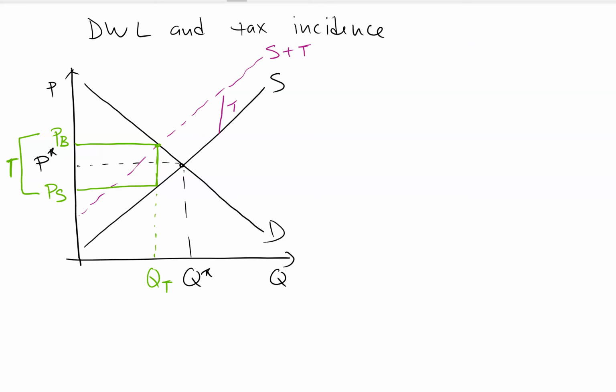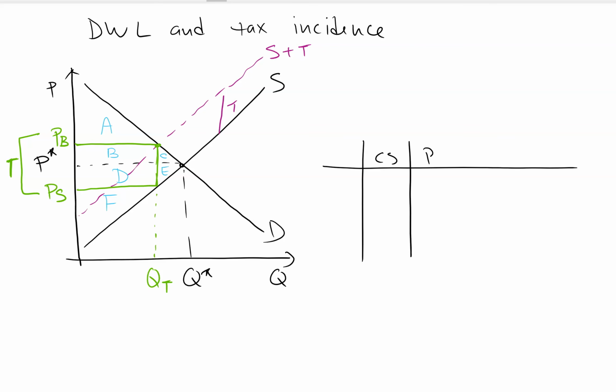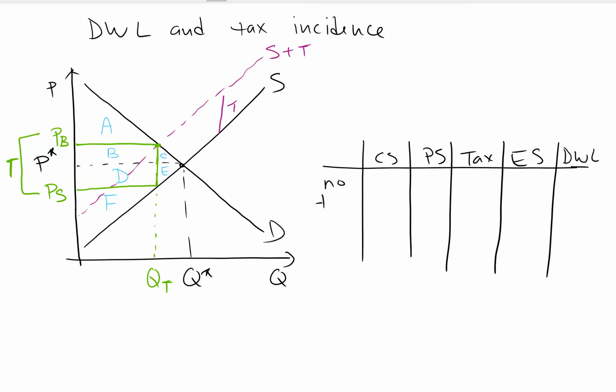Now to get ready for this problem, let's go ahead and label all these little areas. Let's call this A, B, C, D. We're going to use this to go through who gets each part of this. Let's first start by making a little table. We're going to have consumer surplus, producer surplus, tax revenue, economic surplus, and then finally we'll see if we have any deadweight loss. We can start with no tax.